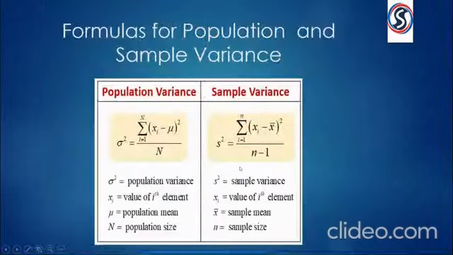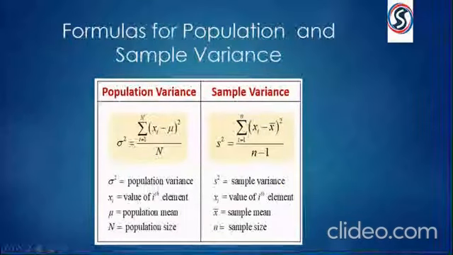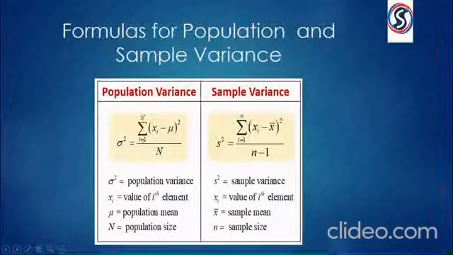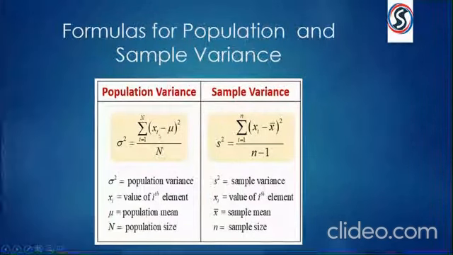Got it? So what is the formula for the population variance? We have the summation of i equals 1 to N of (x of i minus mu) whole squared, divided by capital N. Here x of i is the data points of the population data, mu is the population mean, and capital N is the total number of observations.